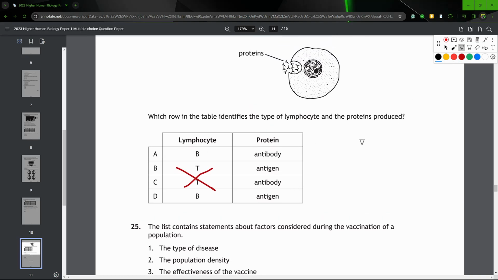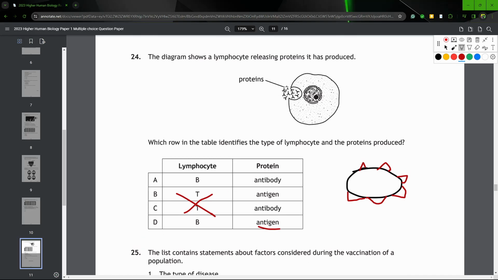Antigens, I'll remember, are the spiky bits on the surface of pathogens. They allow cells to recognize them. So technically cells do produce antigens, but they definitely don't release them out into the wild. They just have them on their surface. So D doesn't look right. It must be antibodies, and I think this is quite easy.